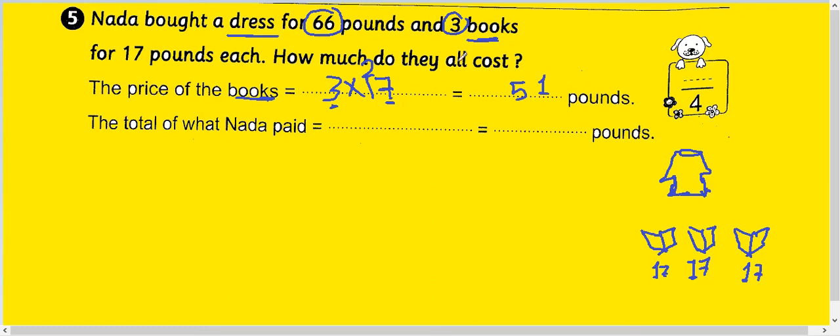Nadia bought also a dress for what? 66 pounds. So total money, it will be 51, the price of books, plus the price of dress equals 66. 1 plus 6 equals 7, and here 5 plus 6 equals 11.